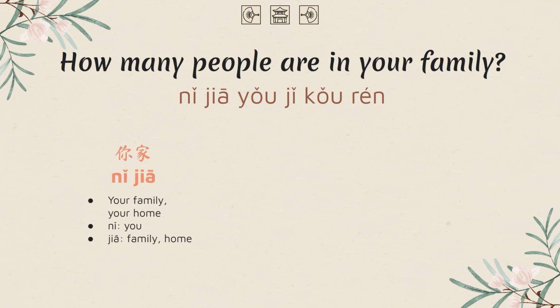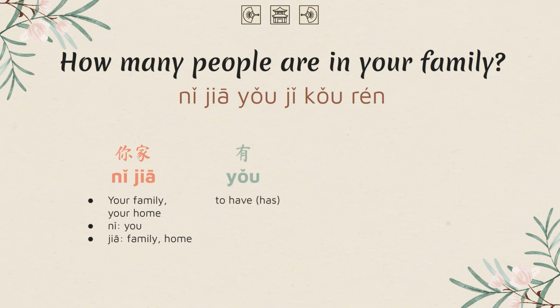Now you might remember from the last lesson that we learned a possessive particle, de. When you put de after a person, it means that person's. So 你的 means your. But when de is followed by certain nouns such as people, you can skip the de. So with your family, we can skip that de. So instead of 你的家, we can just say 你家.